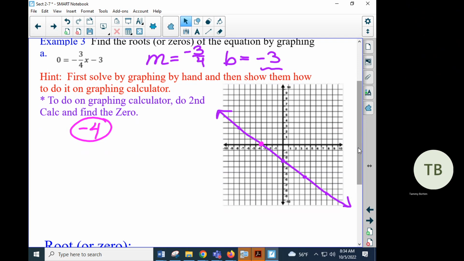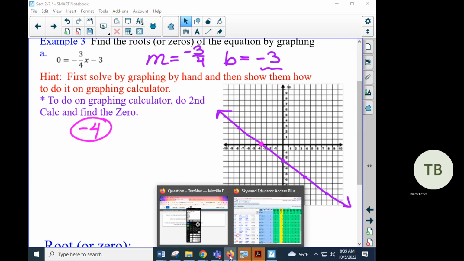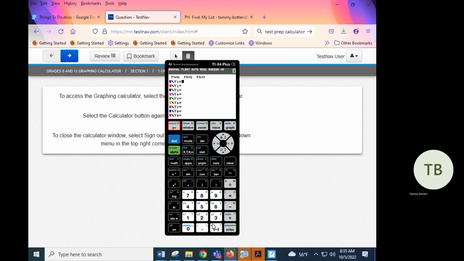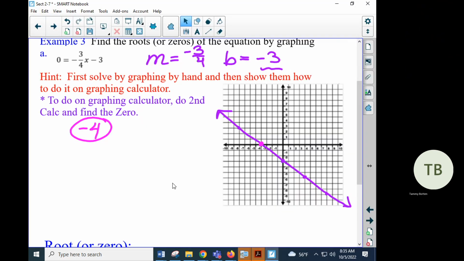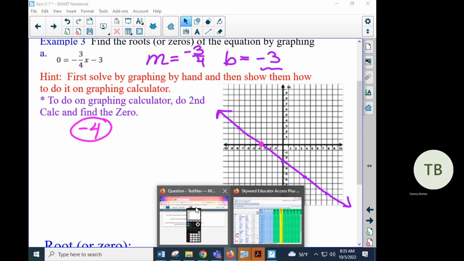Okay, so let's go to here. All right, and I'm going to show you how to type it in, and I just have to remind myself what our function was. -3/4 x minus 3, okay? When you punch that in, let's see where I was here.